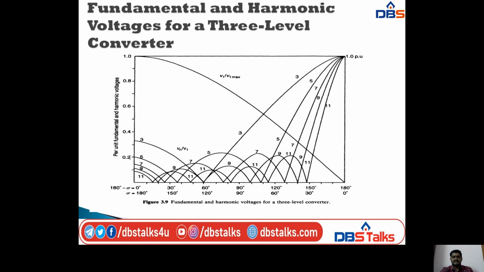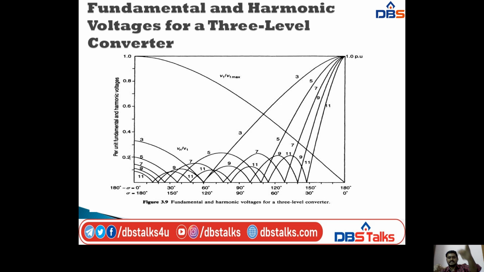So this is the diagram I am discussing. Here we have the fundamental and harmonic voltages for a 3-level converter. It consists of sigma equal to 0 to 180, and then 180 back to 0 degrees. Here the curve shows V1 by V1 maximum. So these are the per unit values.